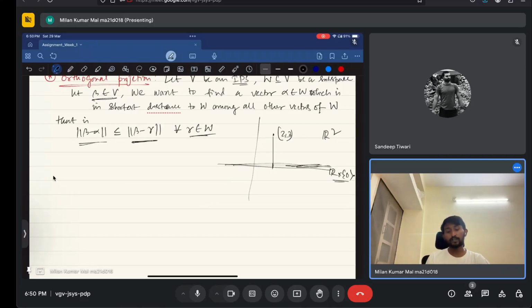That is the perpendicular. Interestingly, from 2 comma 3, what will be the shortest distance among all other distances? This 2 comma 0 is the shortest point of distance, and that is only one point. There will not be any other point. That means it is unique. You can't get multiple options there. So this is the shortest distance, that is the idea.